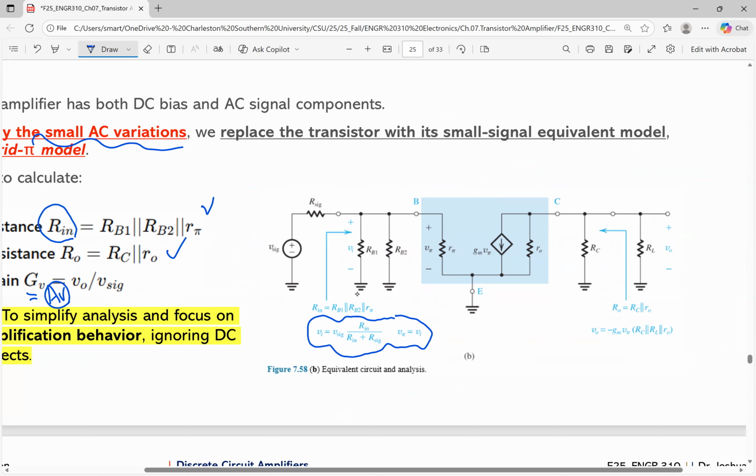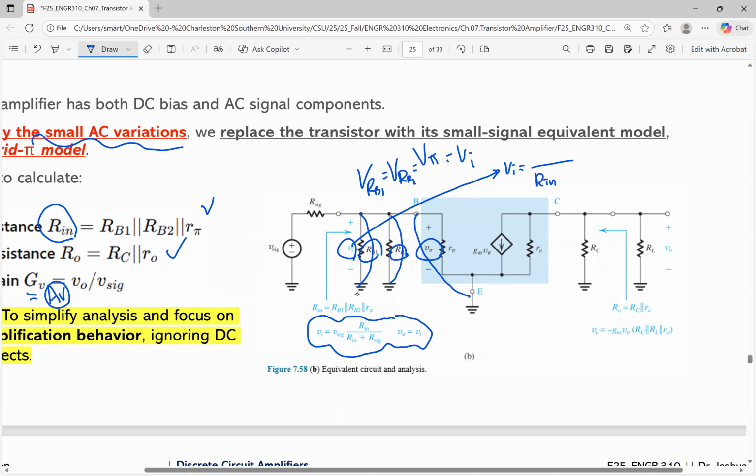in here, V sub I is equal to R sub B1, R sub B2, and V sub pi. It's also V sub I. That is the same thing. Especially if we want to find V sub I in terms of V sub signal, we use the voltage divider rule: R sub in over R sub in plus R sub signal, times V sub signal.